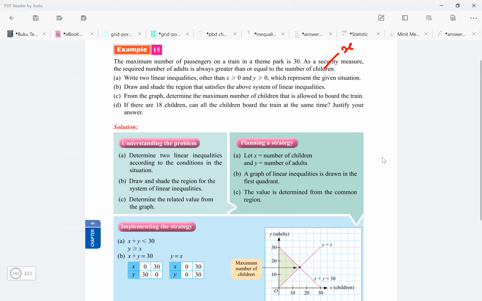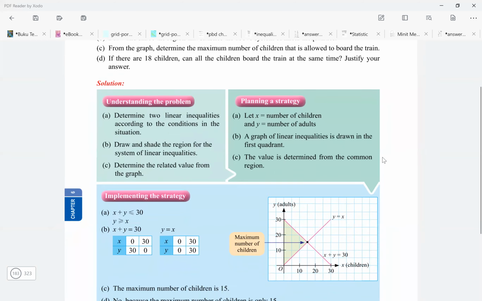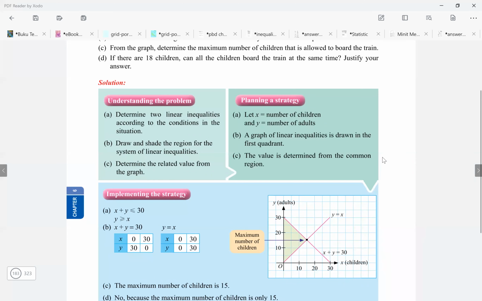The children we let it be x, and an adult will let it y. All right, so it says here the maximum number is 30, so meaning that x plus y is less than or equal to 30. Okay, this is the first one.